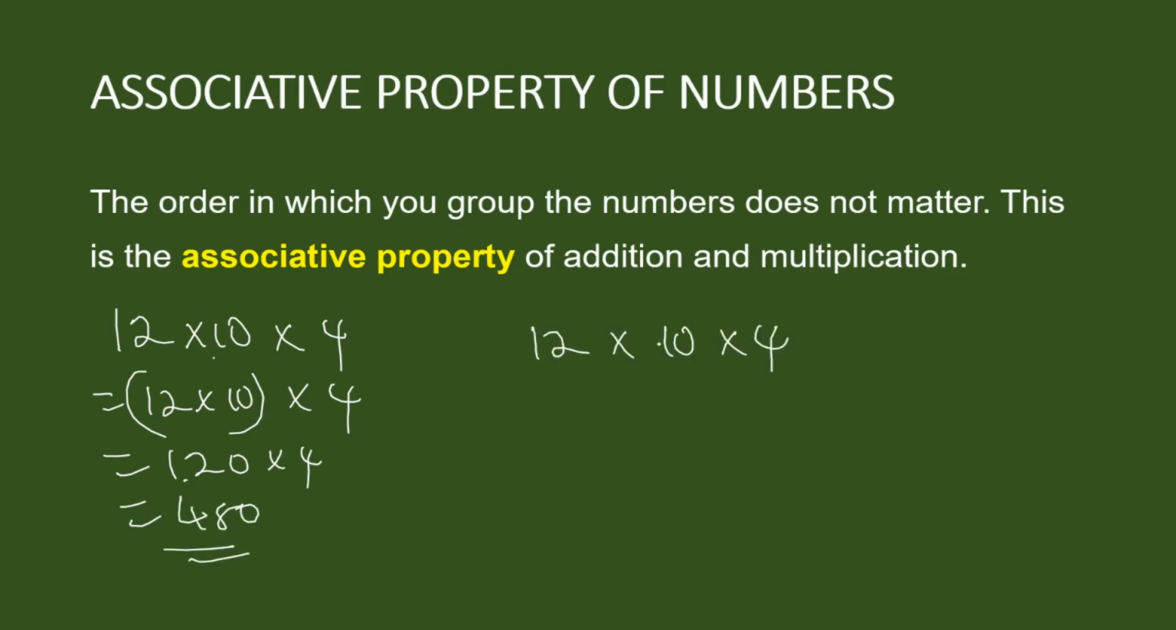We can also say let's start by multiplying 10 and 4. It becomes 12 times 40. Then 12 times 40 is what? 480. So this is the associative property of numbers.